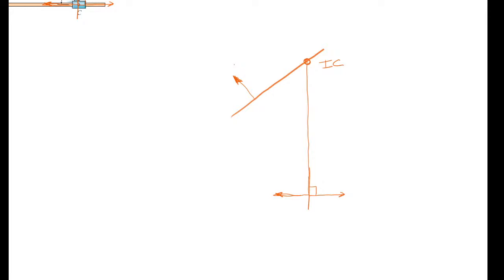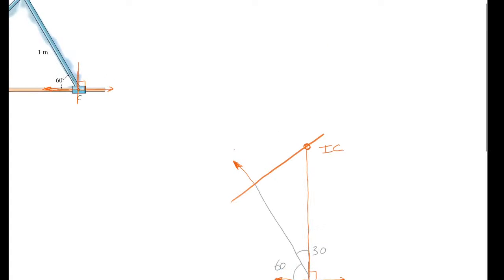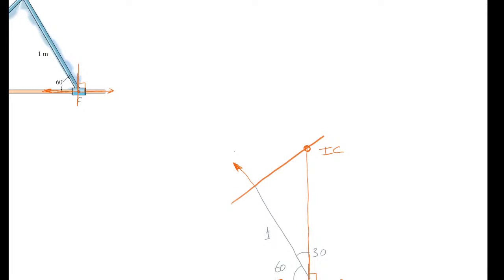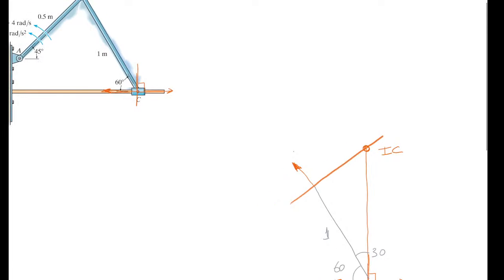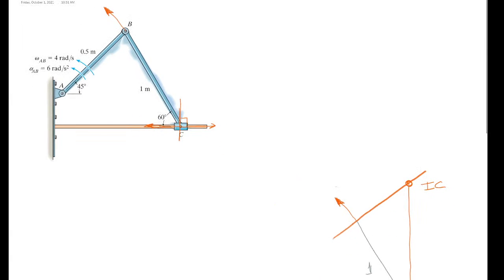Okay, now if I come in and go back to the geometry, I realize that I've got 60 degrees here. That gives me 30 there. That tells me that this is 1 meter. Okay, this is not necessarily 90 degrees. If I look back at the original drawing, this and this is not necessarily 90 degrees. So you can figure out the trig in order to find this distance and this distance.